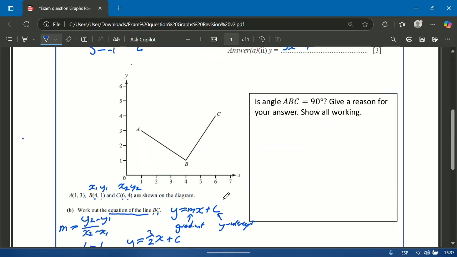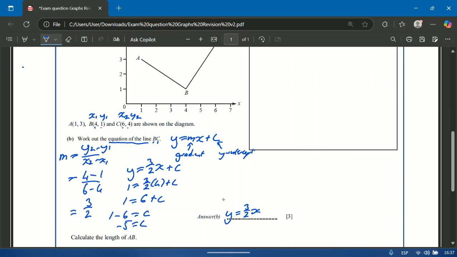Does that make sense? This line BC, if we continue it, where will it cross the y-axis? Could it be at minus 5? Yes. If we were to continue this graph, this line could possibly cross at minus 5. That makes sense. So we can put the minus 5 at the end.